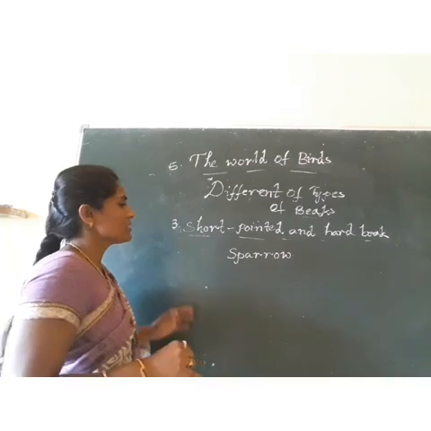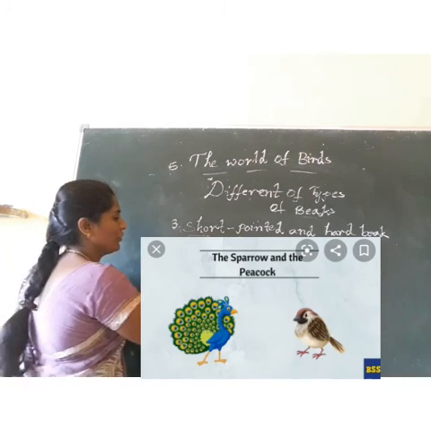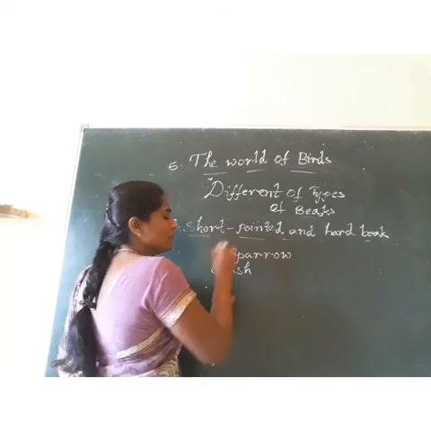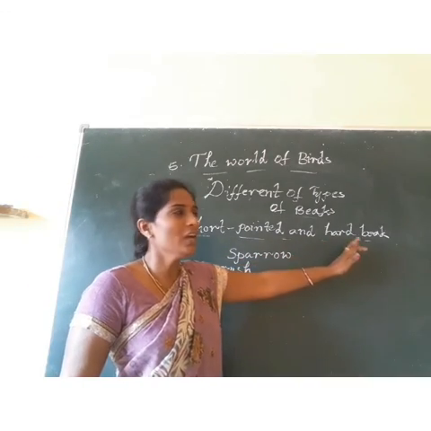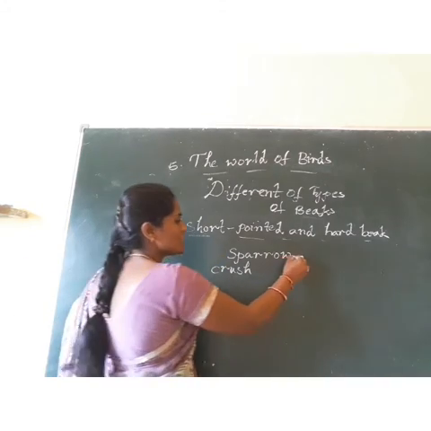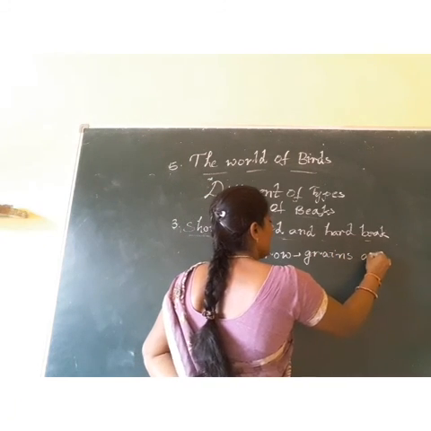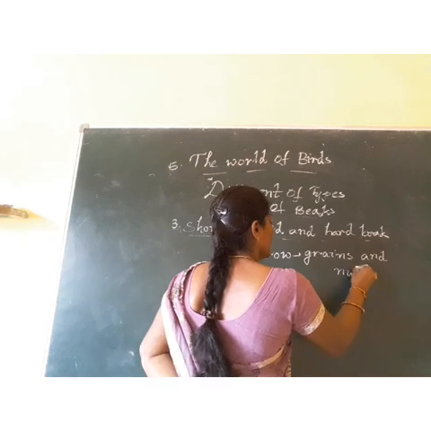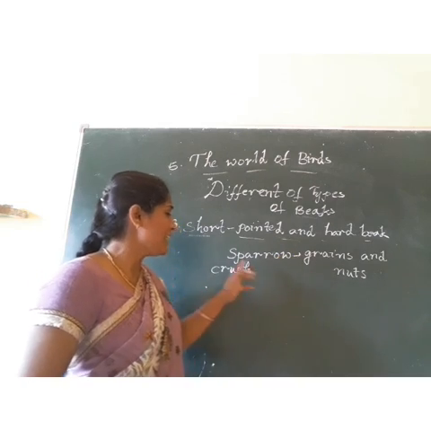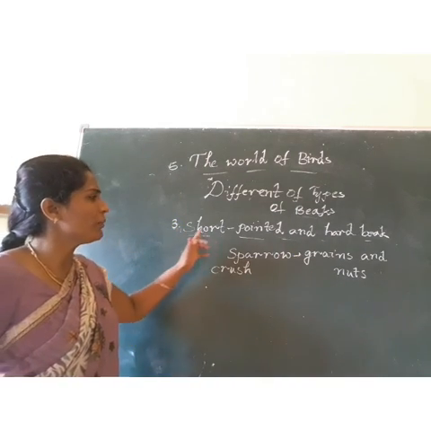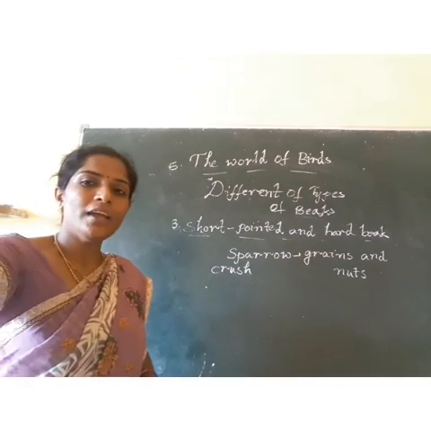Sparrow. If you see these sparrows, when taking food, they can crush the food with their beak only. This sparrow can crush the food with its hard beak only. Which type of food can they eat? Sparrows always eat grains and nuts. Children, when the sparrow is taking these grains and nuts, it can crush the food with its short, pointed and hard beak. This beak is also very hard. And coming to the fourth one.